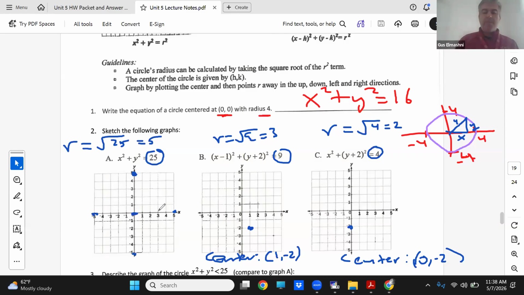So for part B, do you guys see why the center is at 1, negative 2 now? Does that make sense? So the radius is 3. So I have to go 3 up, 3 right, 3 down, 3 left from the center. Connect it all.